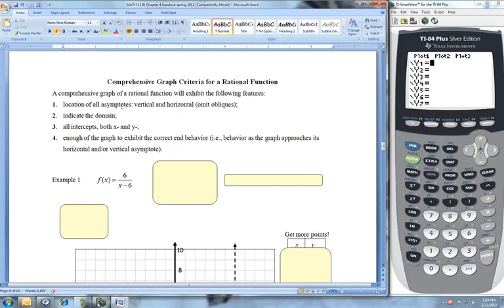Location of all asymptotes, vertical and horizontal. And remember I said earlier on the other video, we're going to put these on our graph using a dashed line. Omit obliques. We'll see if you remember what I said about that in class. Next thing, we indicate the domain. We do that immediately after we find our asymptotes. Get our intercepts, both x and y, and enough of the graph to exhibit the correct end behavior. That is, the behavior as the graph approaches its horizontal and or vertical asymptote.